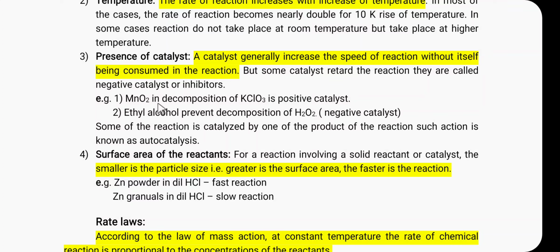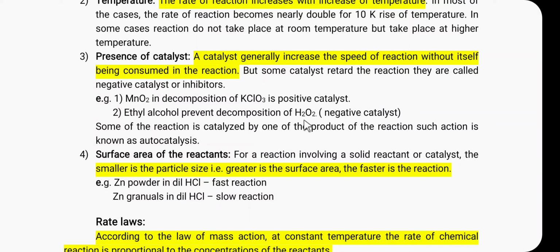So, here MnO2 is the positive catalyst. The second example is the decomposition of H2O2, hydrogen peroxide. When a small amount of ethyl alcohol is added to hydrogen peroxide, the rate of decomposition of the hydrogen peroxide is decreased. When the hydrogen peroxide is decomposed, it is converted into water and there is evolution of oxygen gas. So, here ethyl alcohol is the negative catalyst.